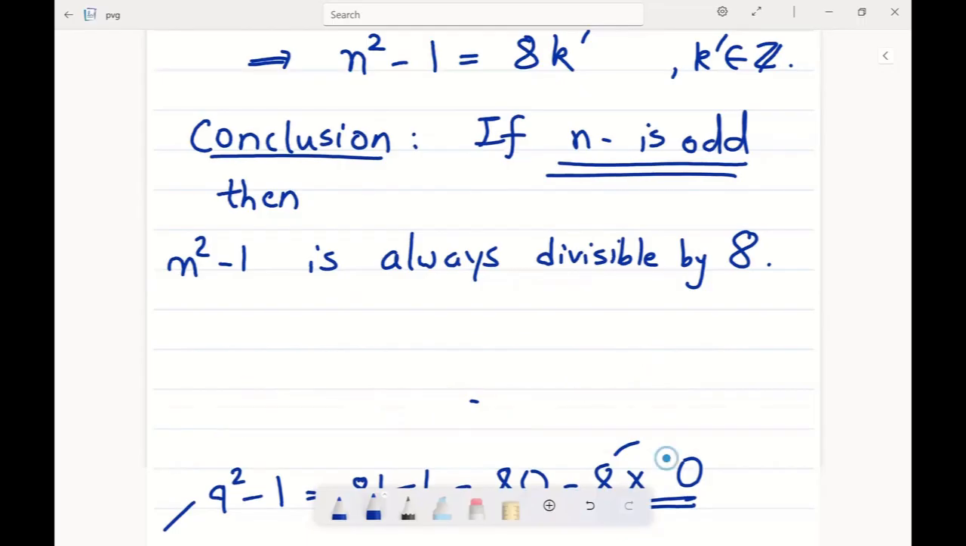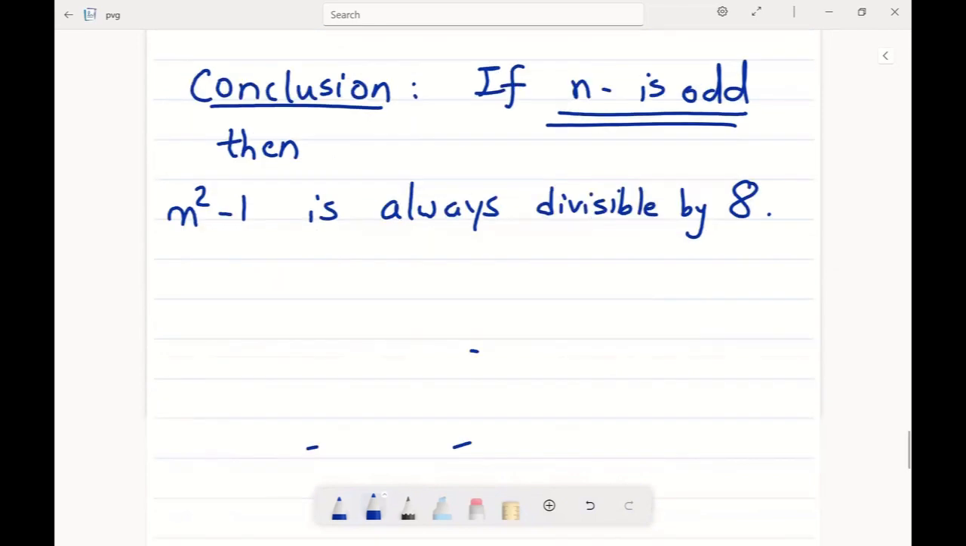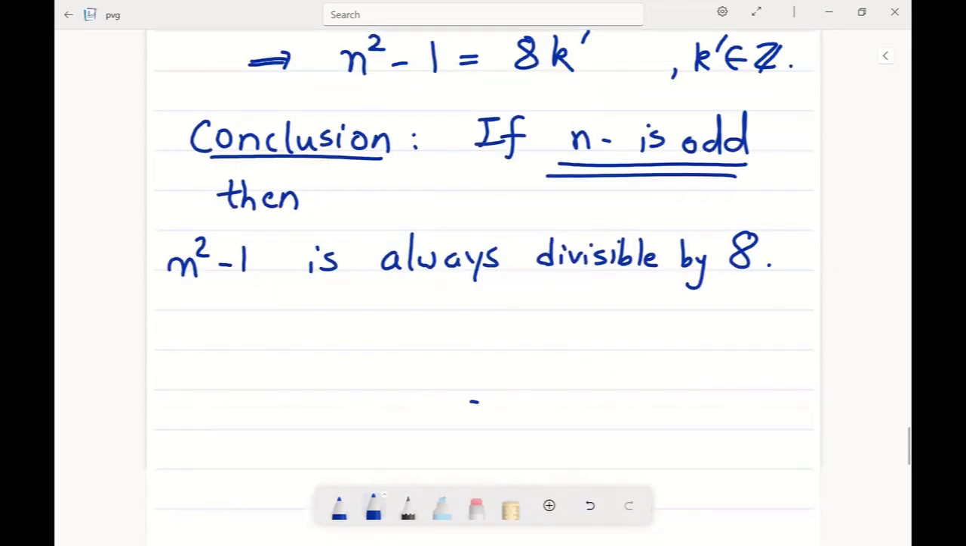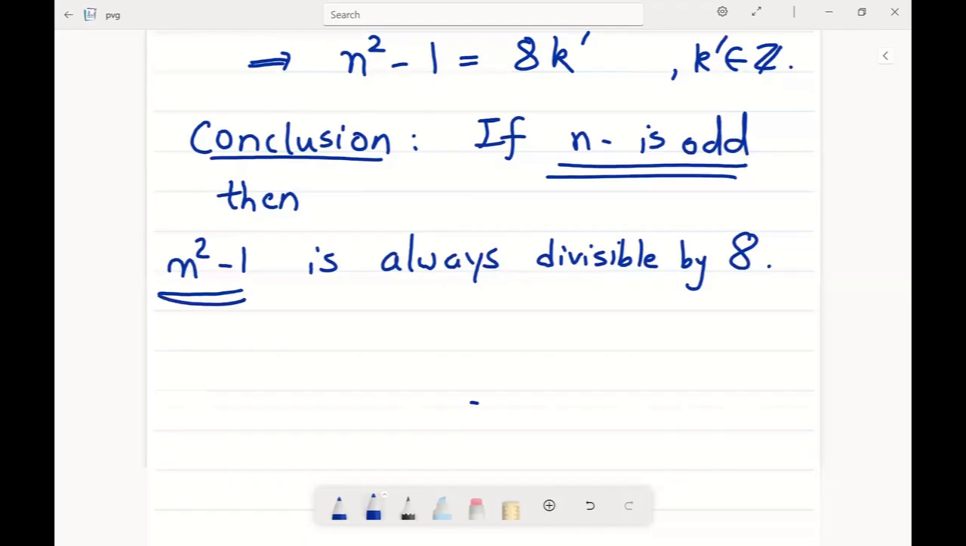And we have even proved it above, that if we take any odd number, and take the square of that number and subtract 1 from it, you will always get a number which is divisible by 8. In the next video, we will see some more problems on division algorithm.